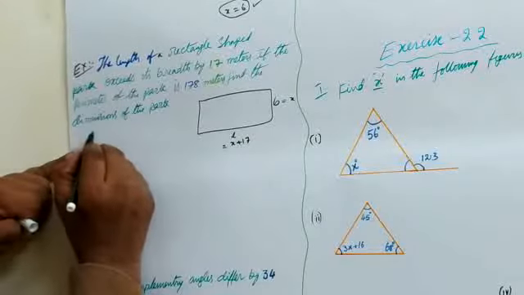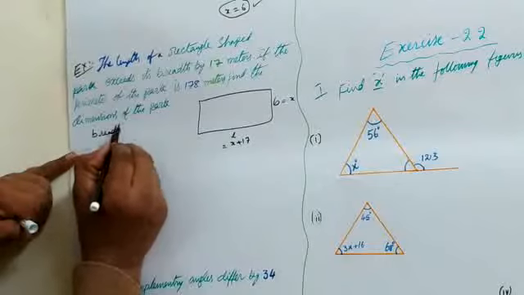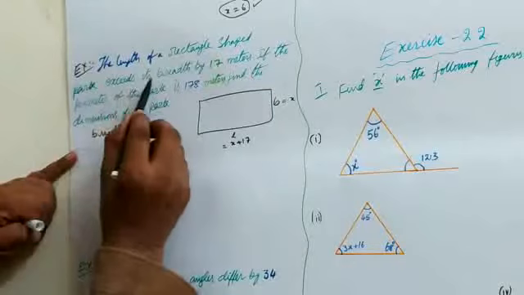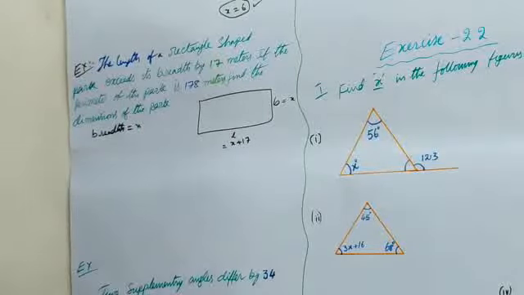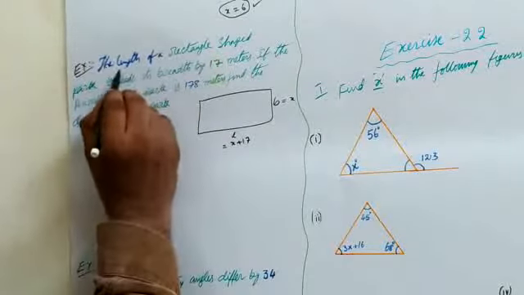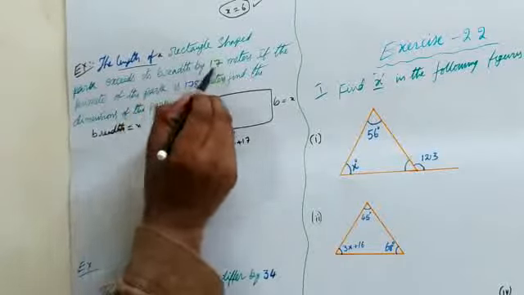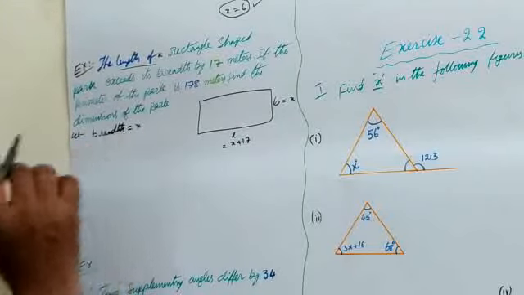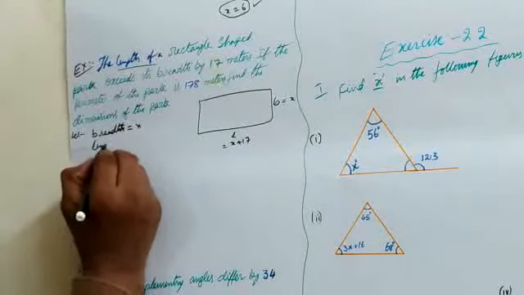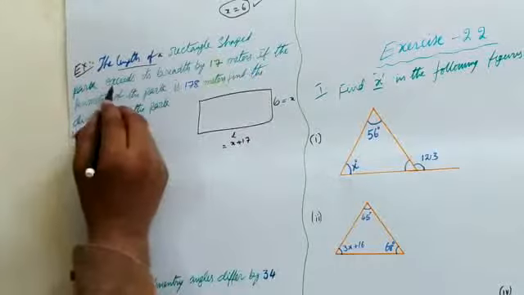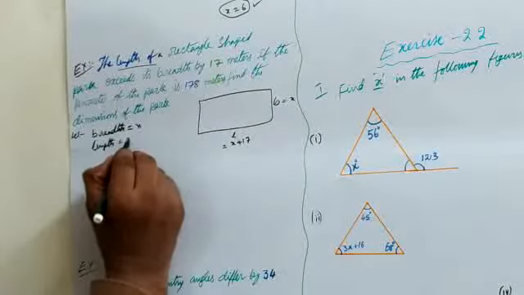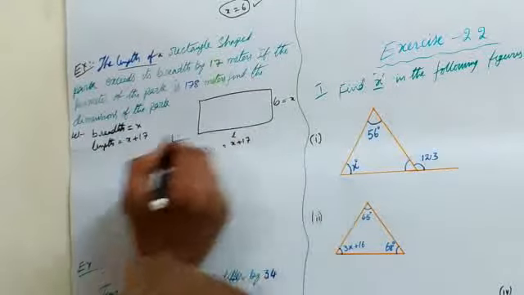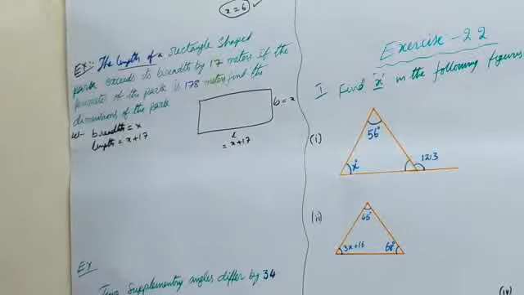For example, let us take breadth is equal to x. The length of the rectangle shaped park exceeds its breadth by 17. Therefore, breadth B is equal to x, and length L is equal to x plus 17.